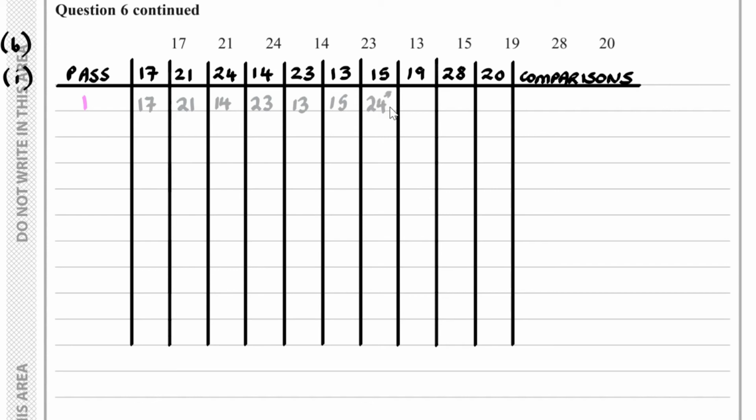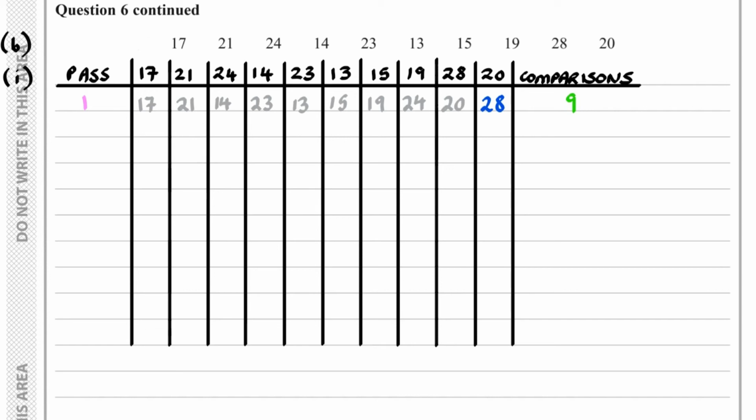We compare the 24 with the 19. 19 is smaller. We compare the 24 with the 28. The 24 is smaller. So now we compare the 28 with the 20. We see that 20 is smaller. So what goes at the end of the pass is 28. So for the number of comparisons then, we made 9 comparisons.